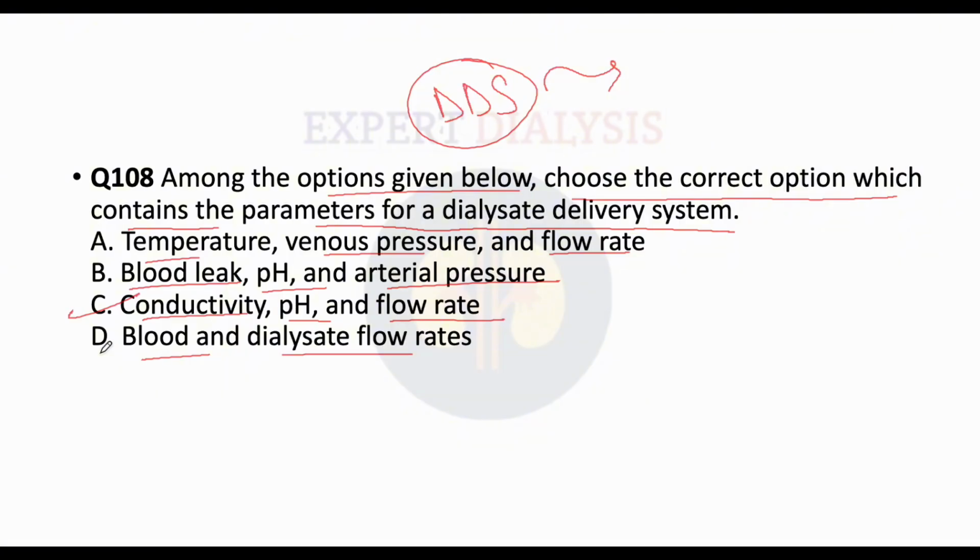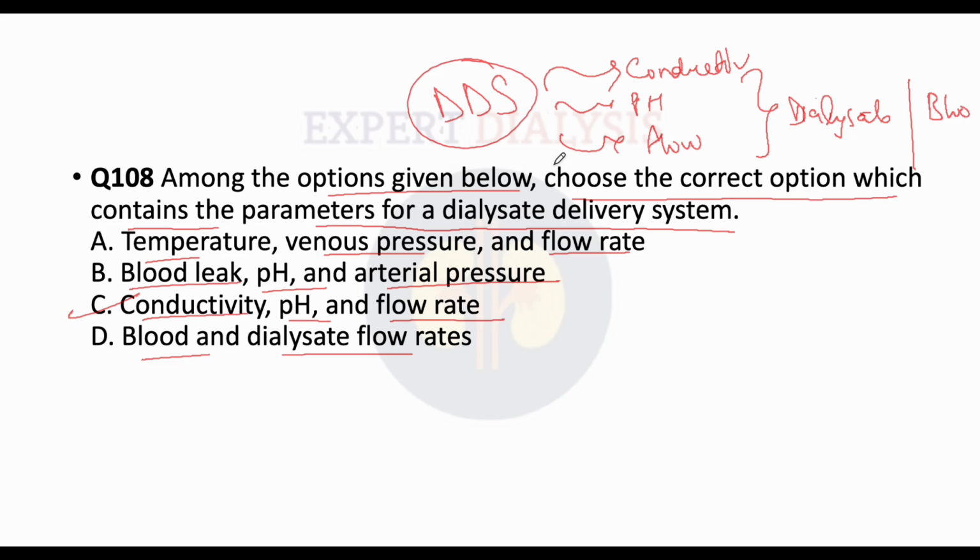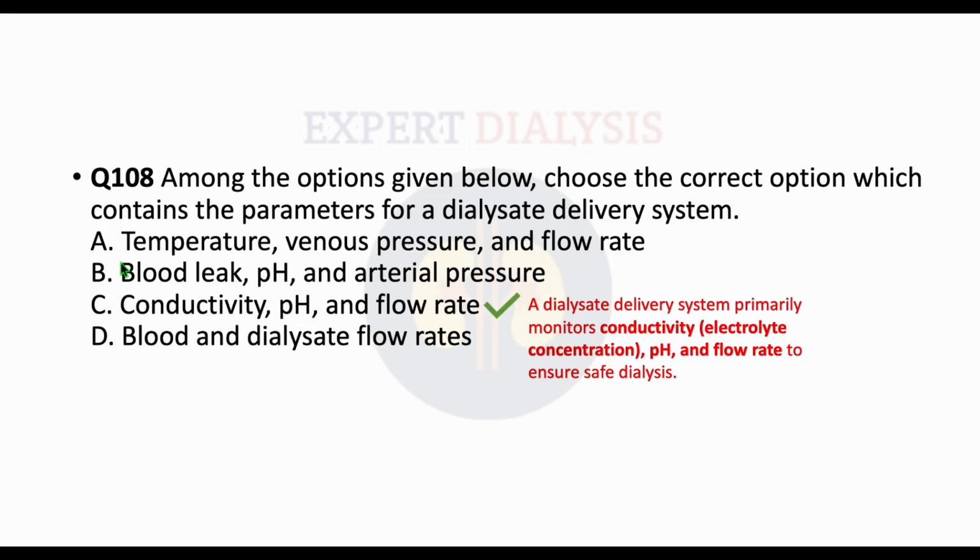So right answer will be conductivity. Conductivity is generally checked, pH is generally checked, and flow is also checked before. Flow rate is also checked before we simply expose the dialysate to the blood. So the right answer will be option C. So dialysate delivery system primarily monitors conductivity, electrolyte concentration, pH, and flow rate to ensure safe dialysis.